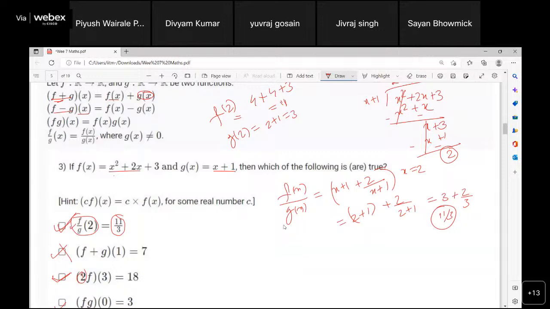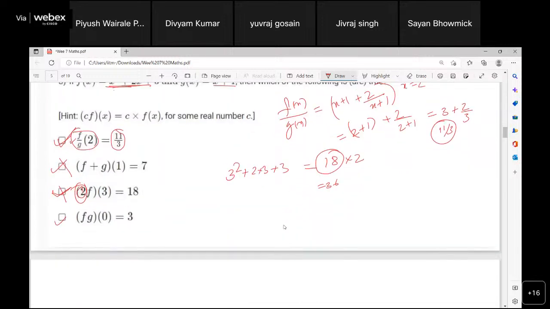So what is f of 3? If I put 3, I will get 3 square plus 2 into 3 plus 3. That is 9 plus 6 plus 3, that is 18, right? But into 2 we have to do. So that is 36.